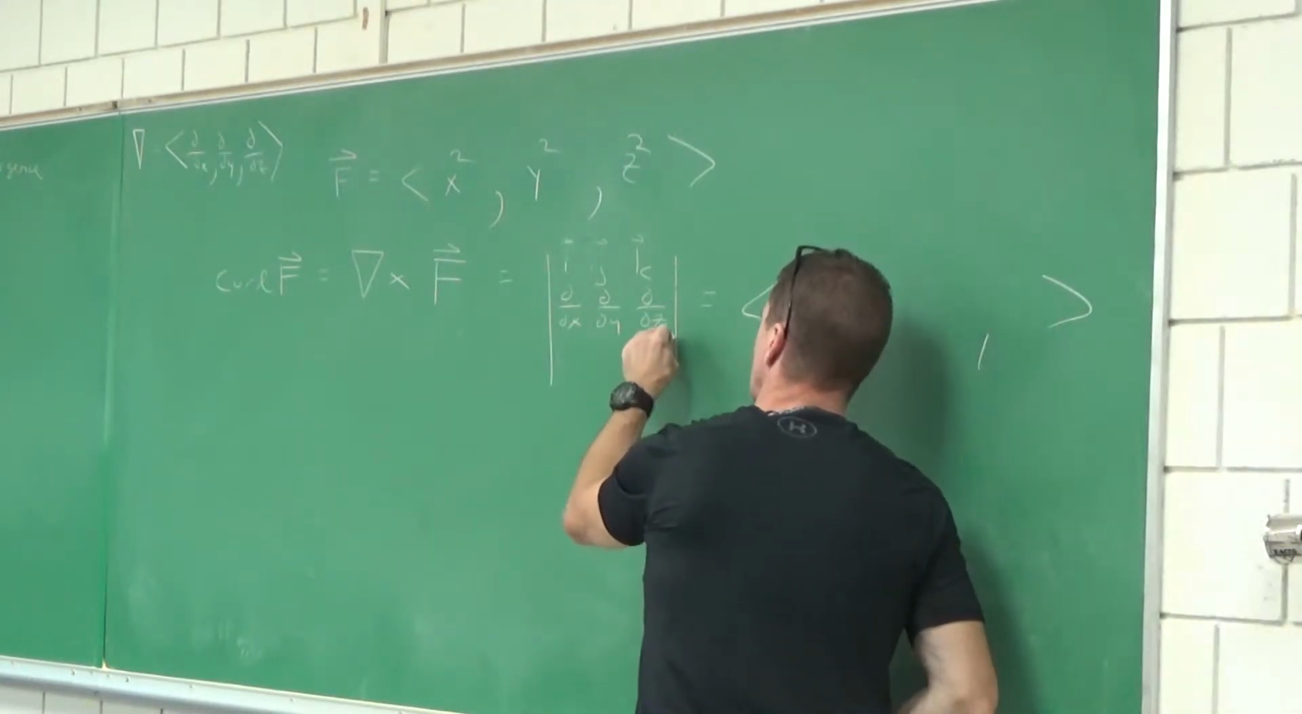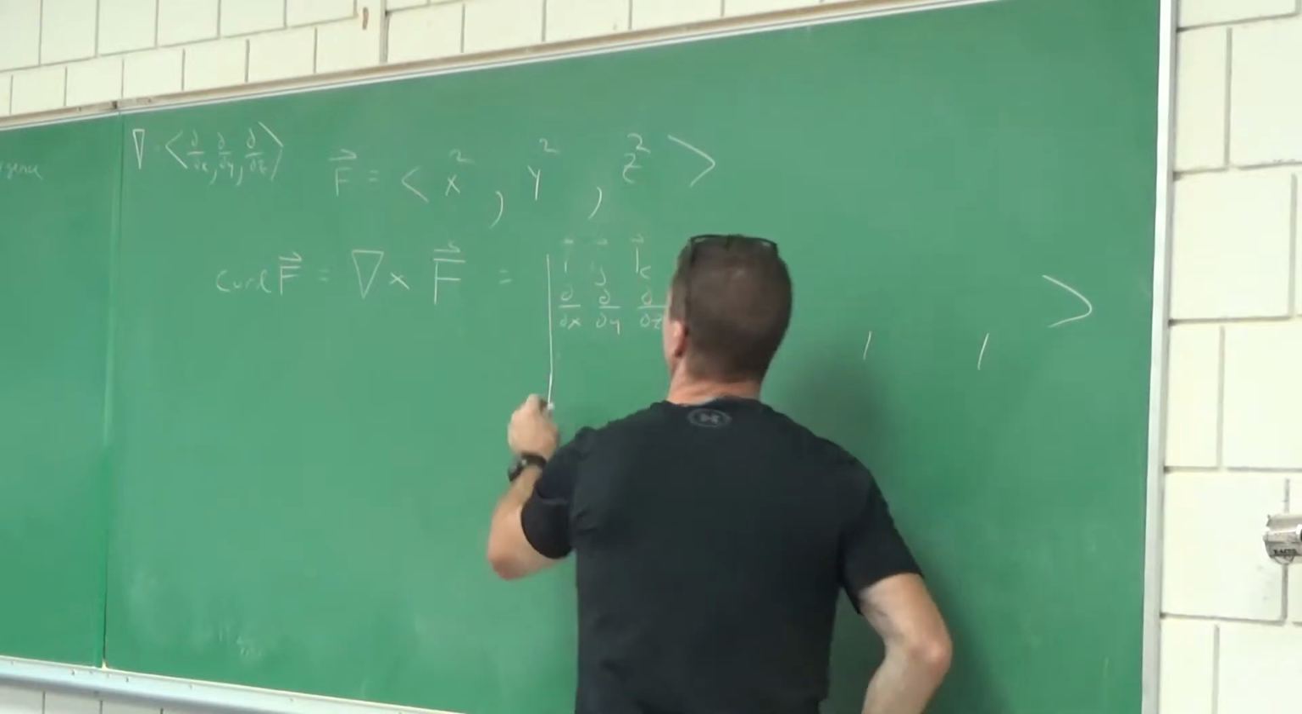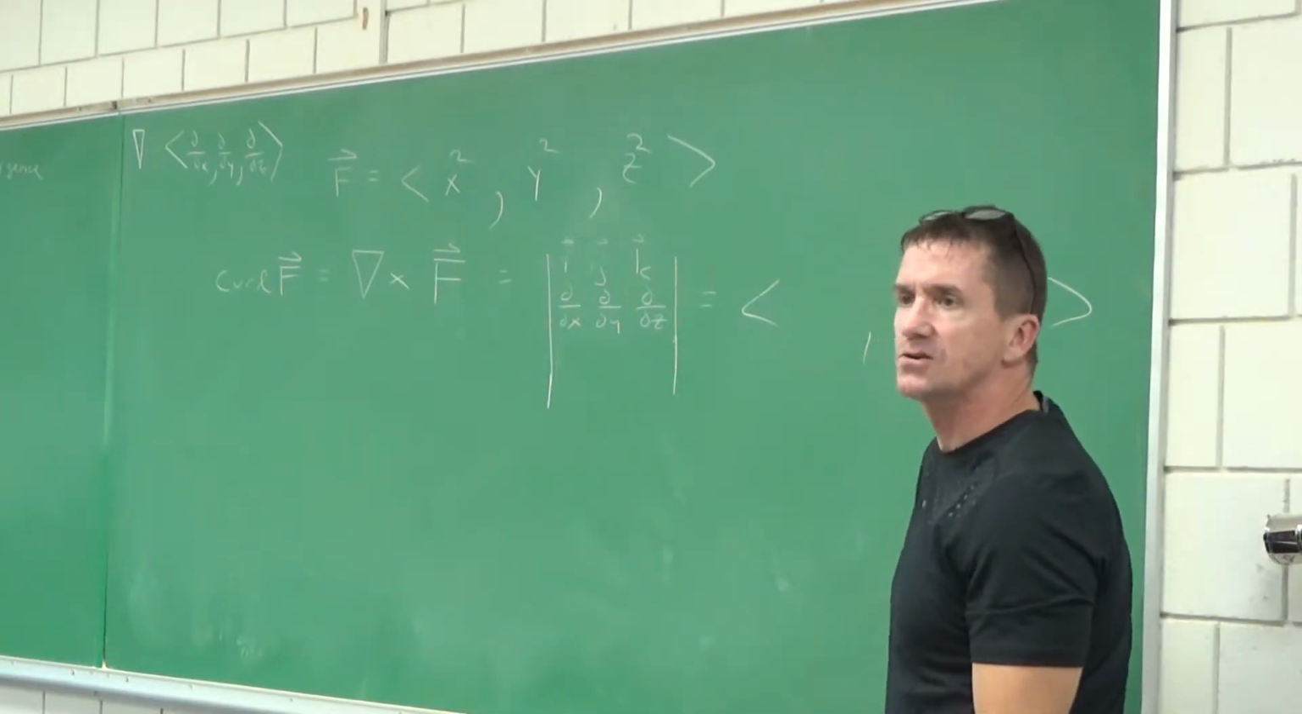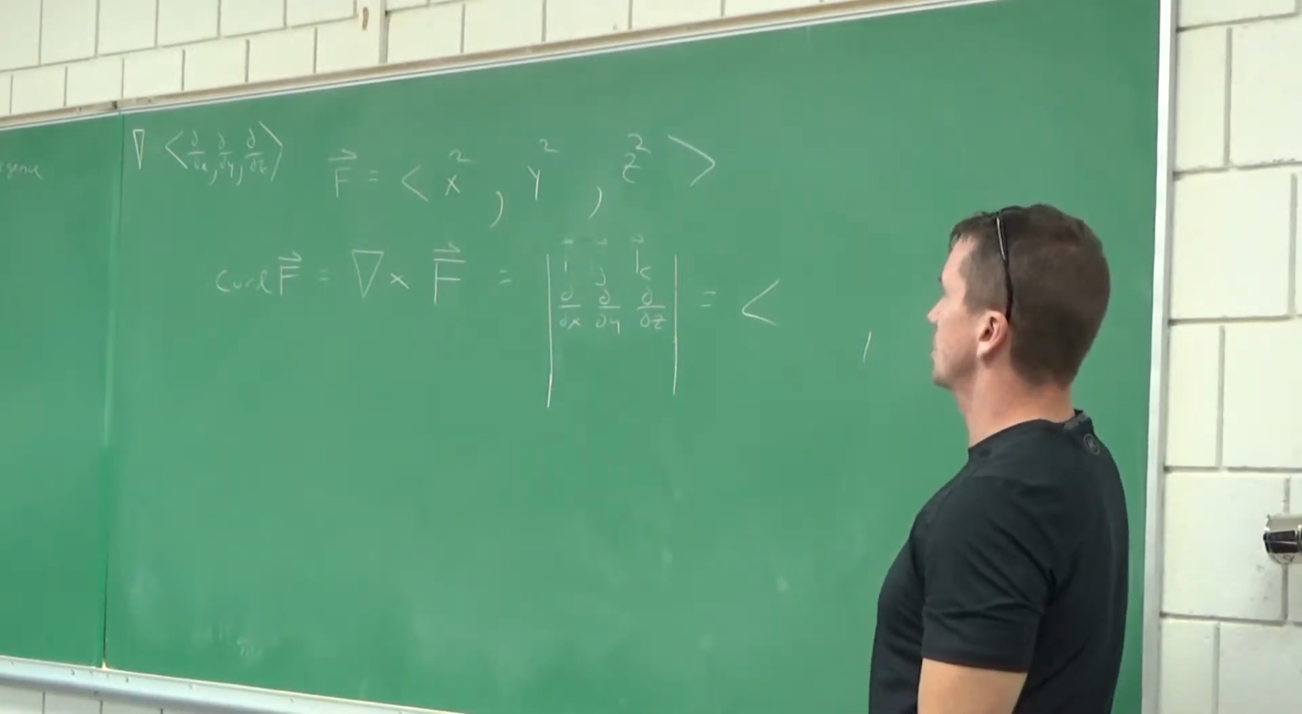When the answer, I could say, would be more simple. So let's find the curl of this vector field. The vector field x squared, y squared, z squared.